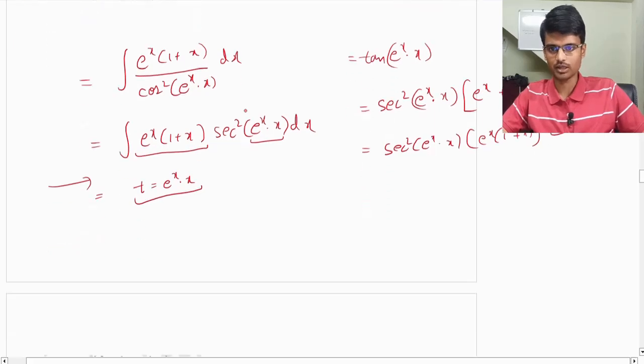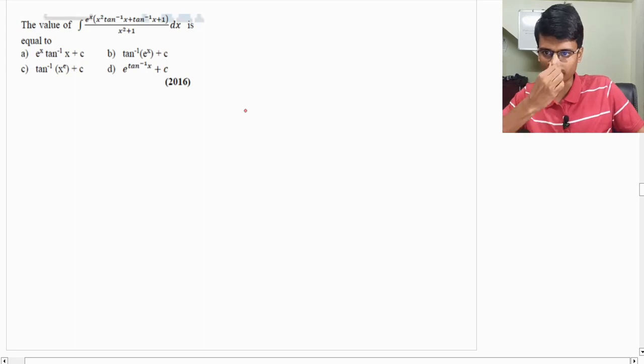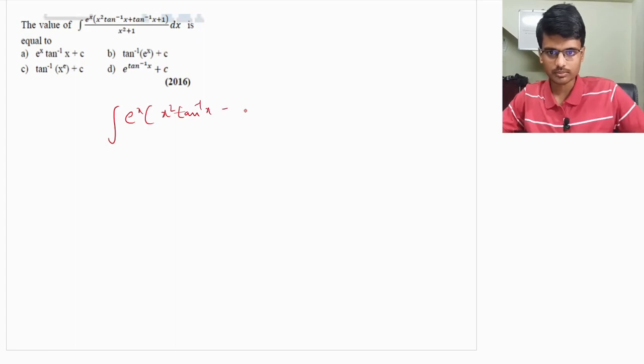Okay, moving on. What have we got? We have got indefinite integral e power x. Whenever we have e power x, we can use that shortcut: e power x into f of x plus f dash of x is nothing but e power x f of x. Let me write down the question. What have I got? x square tan inverse x plus tan inverse x plus 1 divided by x square plus 1 dx.